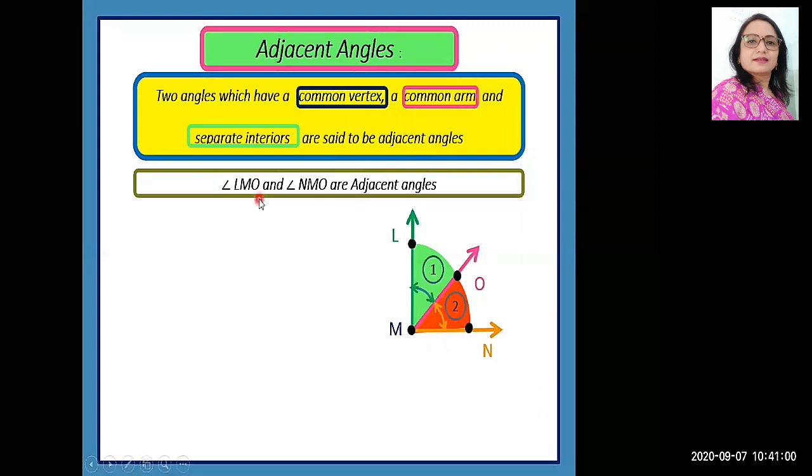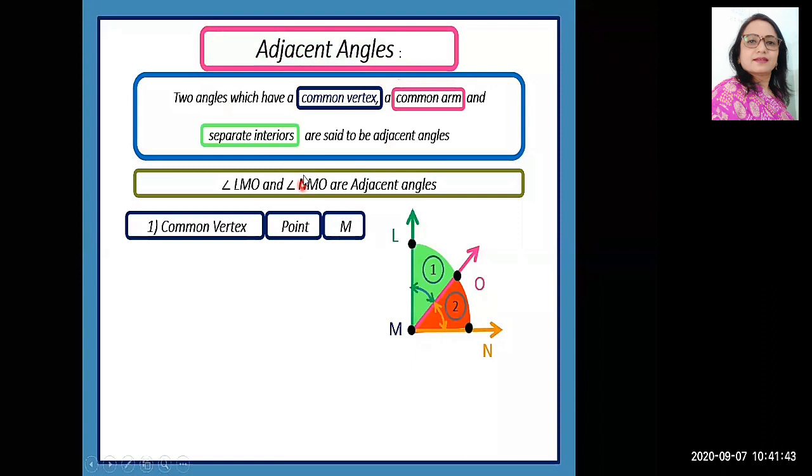Angle LMO and angle NMO are adjacent angles. Here are two angles. Angle 1, that is angle LMO, is in green color. And the second angle, angle NMO, is in orange color. So, how do we find whether two angles are adjacent or not? There are some conditions to identify adjacent angles. So, let's see the conditions.